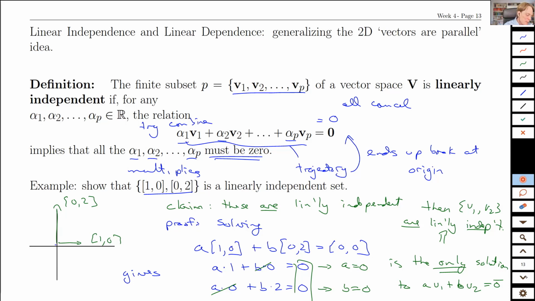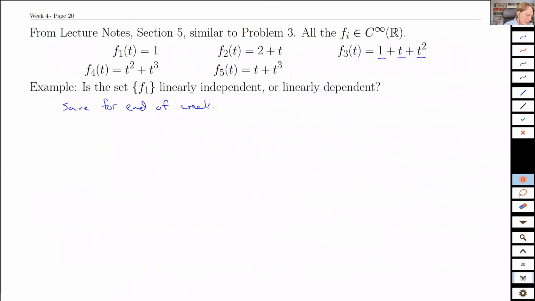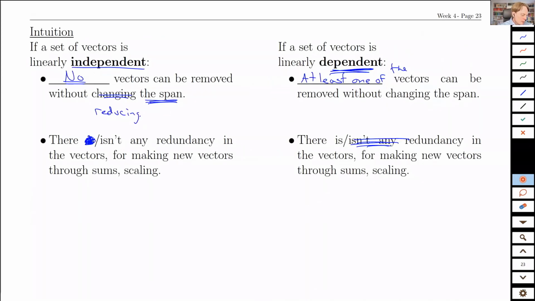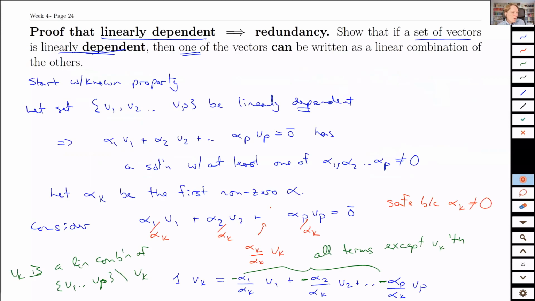All right, so going back to page 24-ish. Yeah, we'll do that. So what I was going through at the end of last class was a two-way proof.